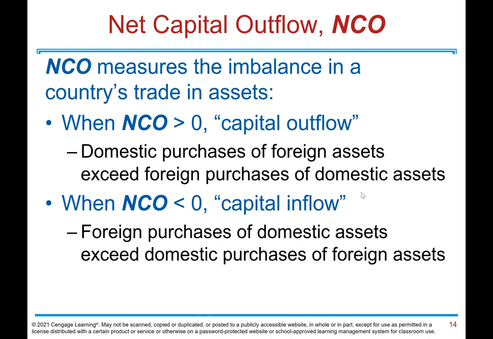Net capital outflow, or NCO. NCO measures the imbalance in a country's trade in assets. When NCO is positive, net capital outflow, domestic purchases of foreign assets exceeds foreign purchases of domestic assets. When NCO is negative or less than zero, capital inflow, foreign purchases of domestic assets exceed domestic purchases of foreign assets.